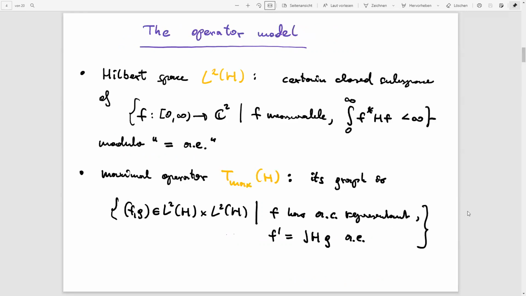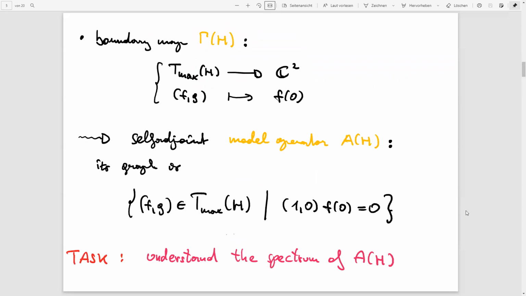Okay, and then we have boundary values on the left side, because the Hamiltonian h is integrable at 0. It's integrable on every finite interval, so we can assign boundary values. So if we have an element in the domain of the maximal operator, this f here, then one can prove that the value f of 0 makes sense. So take the absolutely continuous representant, and then this has a value at 0.